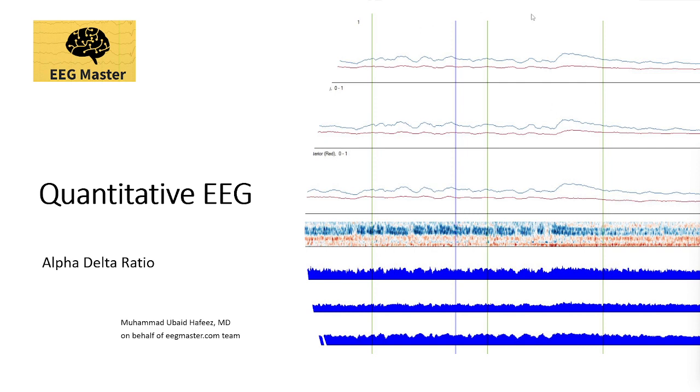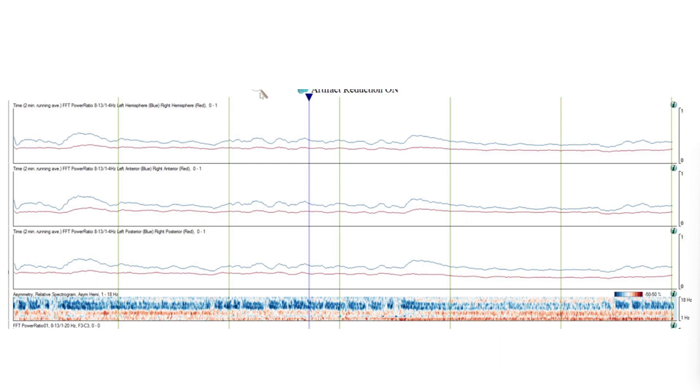In this short video, we will be discussing alpha-delta ratio, a trend typically used for detection of ischemia. Alpha-delta ratio, or ADR, as the name suggests, is a ratio of power in the alpha frequency band to the power in delta frequency band. The ratio is typically displayed on a line graph as a moving average of 2-minute-long time segments.